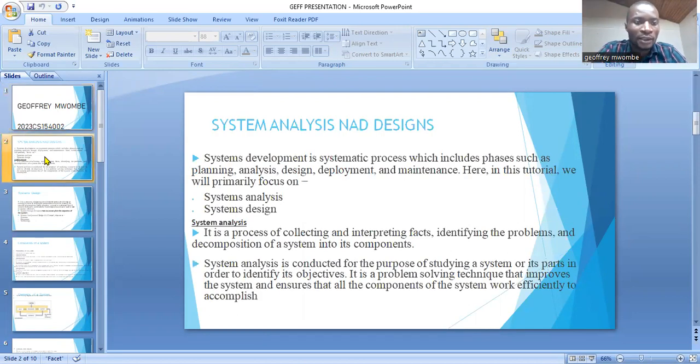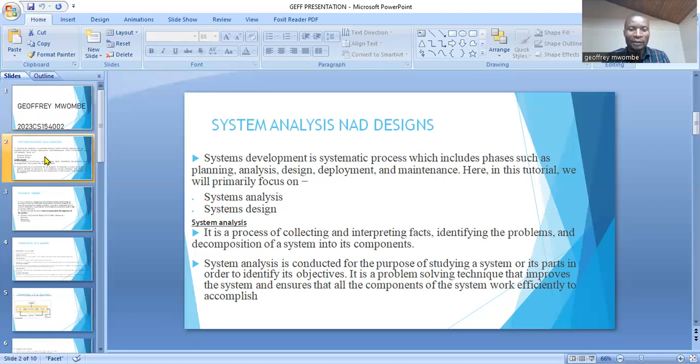We shall be looking at our topic in computer studies, which is system analysis and design. So we shall start by defining terms in this unit. System analysis and design is a systematic process which includes phases such as planning, analysis, design, deployment, and maintenance. So we shall primarily focus on system analysis, then system design.